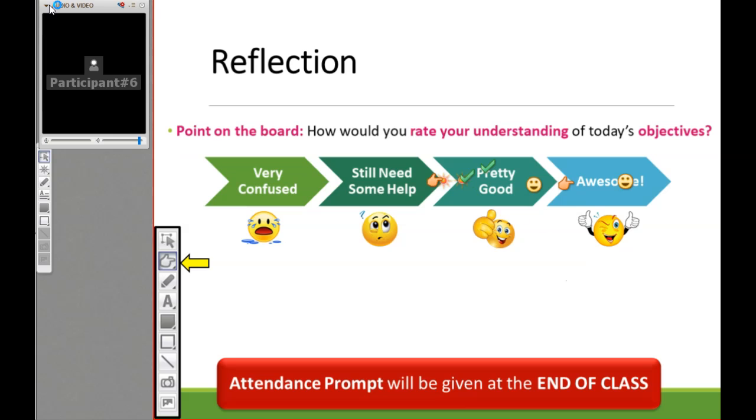Awesome. Perfect. All right, so I'm seeing most of us fall on the right side. That's good to hear. That's where we want to be. If you do feel like you're very confused or still need some help, remember to email and reach out, and we can set up a one-on-one tutoring time. But I'm glad to see that most of us are feeling pretty good or awesome about today's topic. Again, it's just an intro, so we're going to continue going more in depth as we walk through the organic chemistry unit. Great job, everybody.